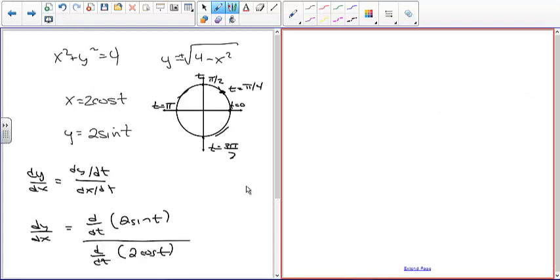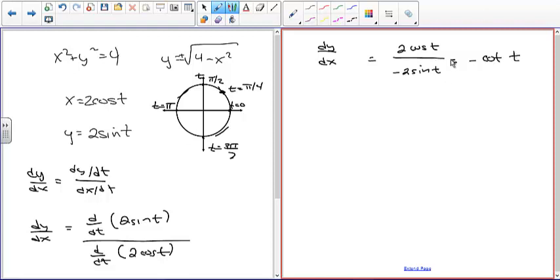So let's add a page, and so the derivative of this with respect to t is going to be 2 cosine t, and the derivative of this with respect to t is negative 2 sine t. So that's dy dx. So that's negative the cotangent of t. Cosine over sine is cotangent.